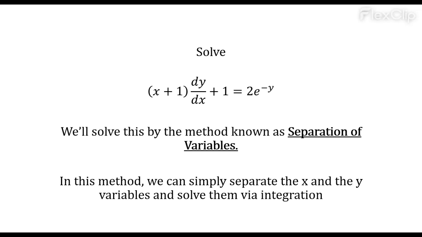Okay, so this one that you see we will throw on the other side, so it will become x plus 1 dy by dx equal to 2 into e raised to minus y minus 1. Okay, next step is to rearrange the terms. So this 2 into e raised to minus y minus 1 comes to the denominator on the left side, and this x plus 1 goes to the denominator on the right side. Okay, dx goes to the numerator on the right side and dy stays where it is.